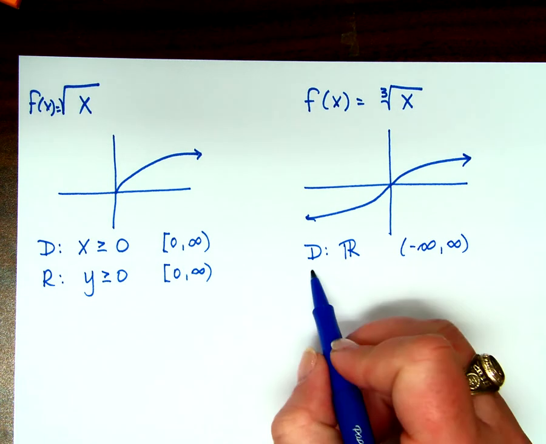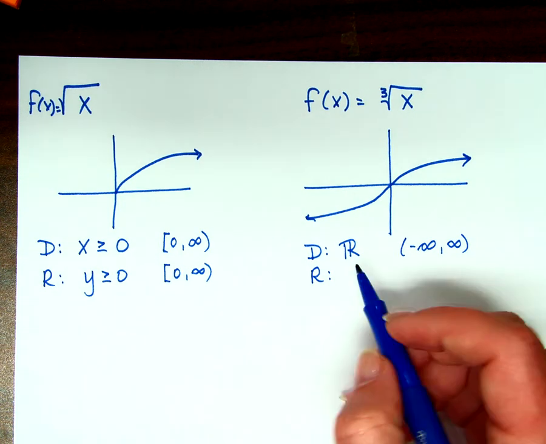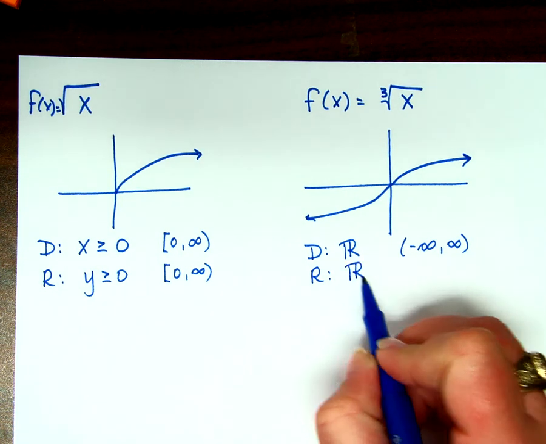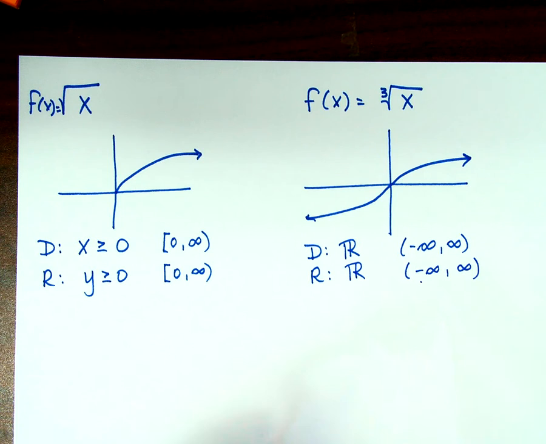What about the range? How far down does this go? How far down does it go? Infinity. How far up does it go? Infinity. So, all real. Or negative infinity to infinity, right? Negative to the left, positive to the right.